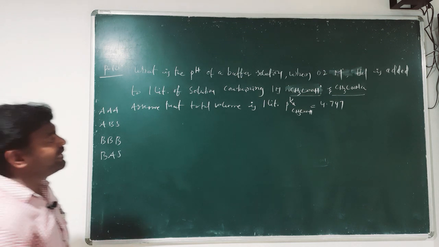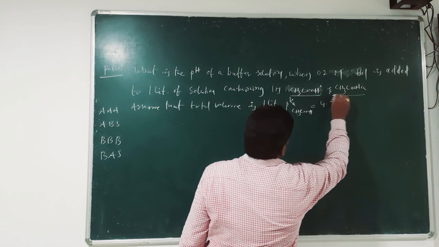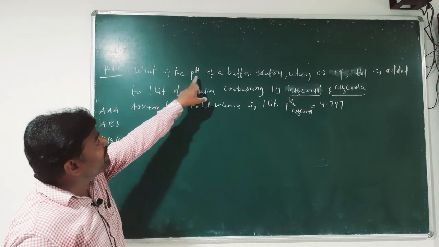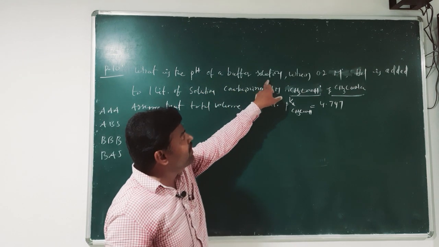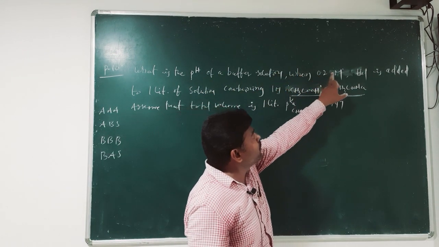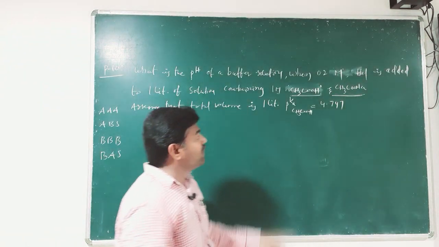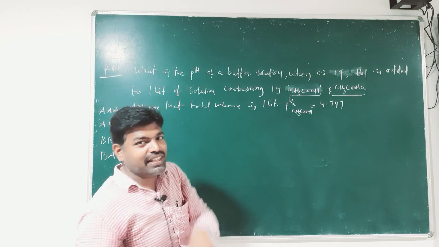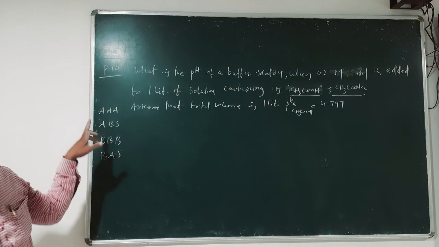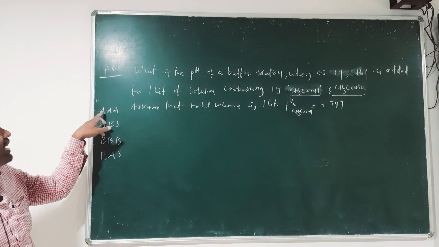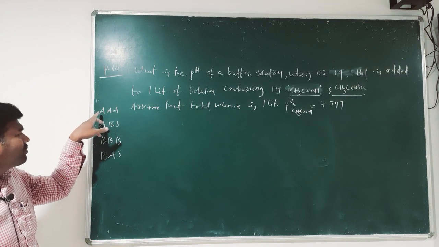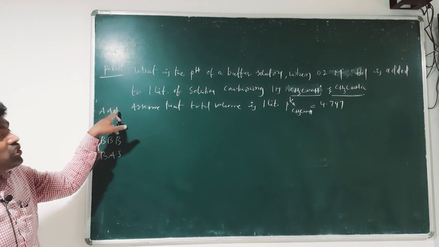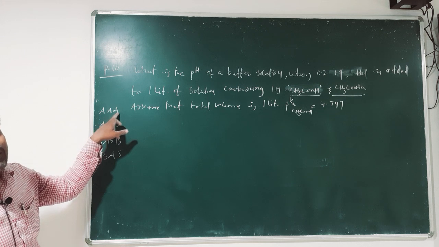So it is an acidic buffer. For this buffer, what is the pH of the buffer solution when 0.2 molar HCl is added? So it is an acidic buffer and we are adding acid. What is the formula? What is the mnemonic for acidic buffer? Acidic buffer, strong acid is added, acid concentration increases.